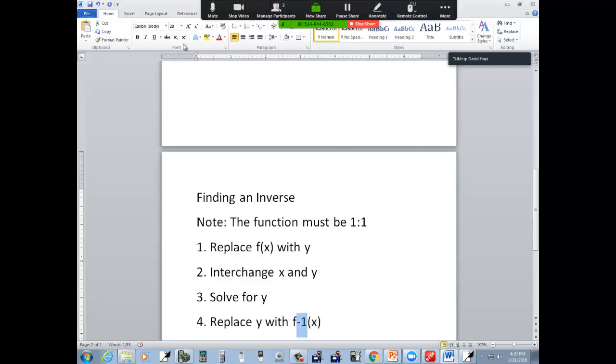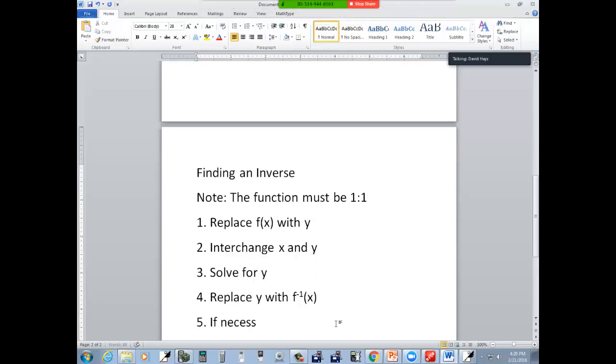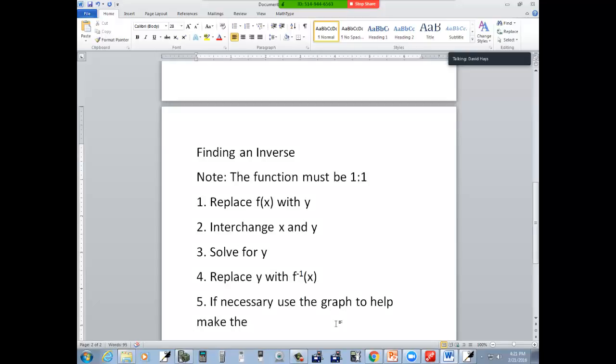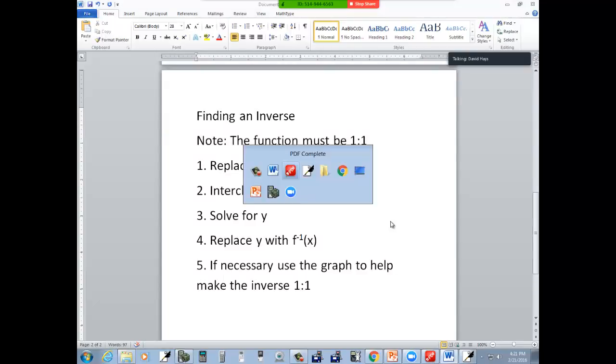It looks like f to the negative 1 power. That's the inverse of f. And step 5, if necessary, use the graph to help make the inverse one-to-one. So those are going to be our steps we'll go through.